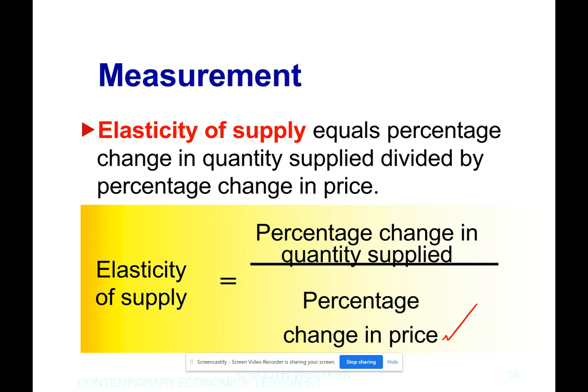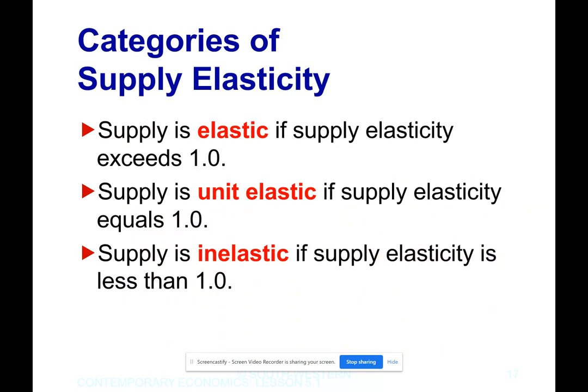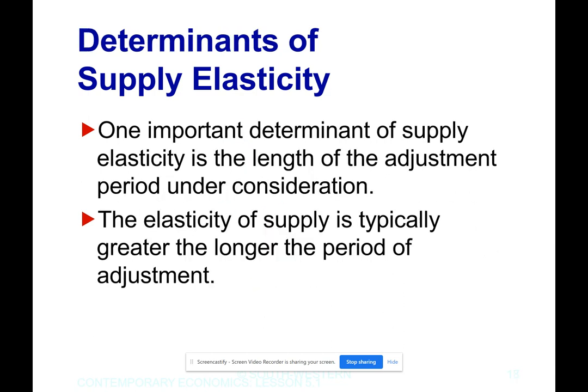to the price. So supply is elastic if the supply elasticity exceeds 1. Supply is unit elastic if the supply elasticity equals 1. And supply is inelastic if the supply elasticity is less than 1.